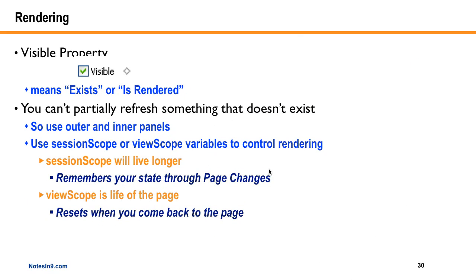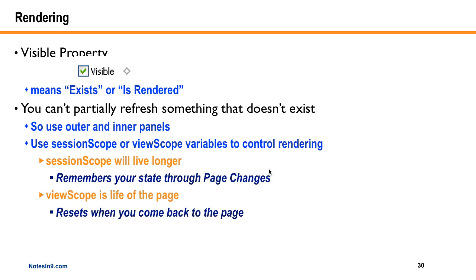Now the next thing I want to talk about is rendering. So we're going to do a couple demos in this next section here. You see this visible property on a lot of these controls. That's the second worst label inside Notes because it's not really visible. It really means rendered or exists. And the key there is you cannot partially refresh something that doesn't exist, because it doesn't go down to the browser, so it's not available to client-side JavaScript, and you can't do a partial refresh on it because it doesn't exist.